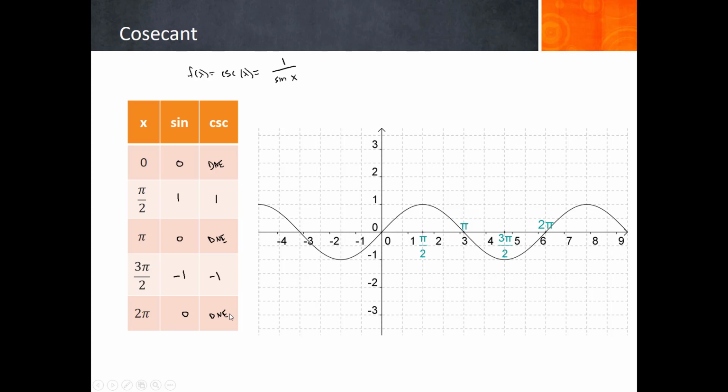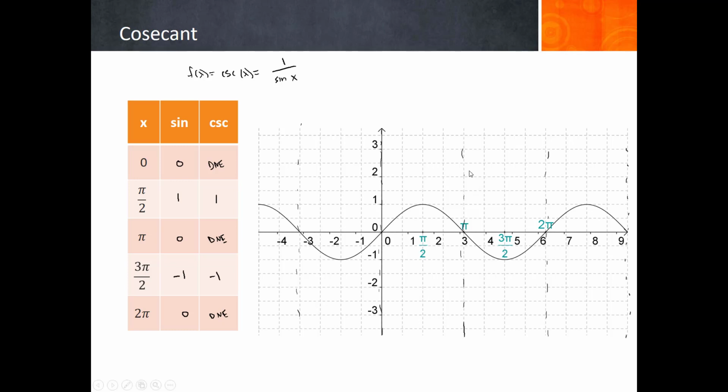So at each of these undefineds, because we're dividing by 0, we're going to have a vertical asymptote. So we're going to have asymptotes at 0, pi, 2 pi, and if you follow the process, it's going to be 0, pi, 2 pi, 3 pi, 4 pi, 5 pi, 6 pi, same thing in the other direction as well. So negative pi, negative 2 pi, negative 3 pi, and so forth.